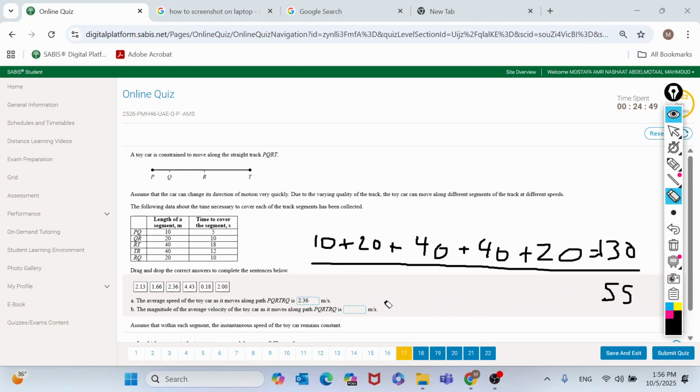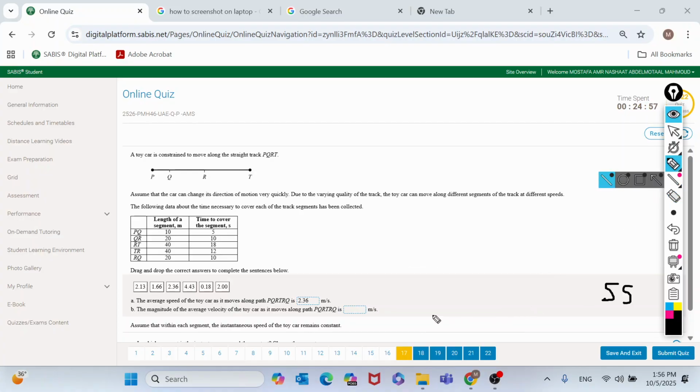So it's going to be the final position minus the initial position. I mean, yeah, displacement. So the final position is Q. So from P to Q, it's 10 meters. Displacement is 10 over time is 55. So what's 10 over 55? Just do it on the calculator. You get 0.18. It's repeating, so just put 0.18.